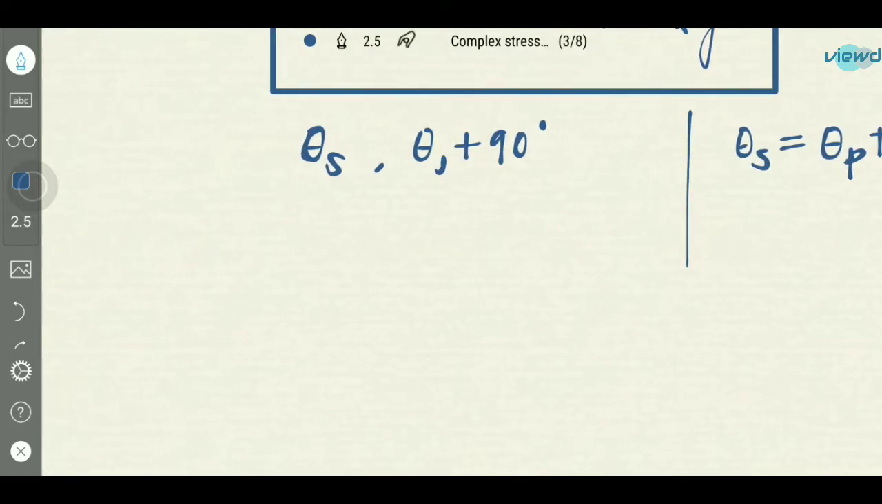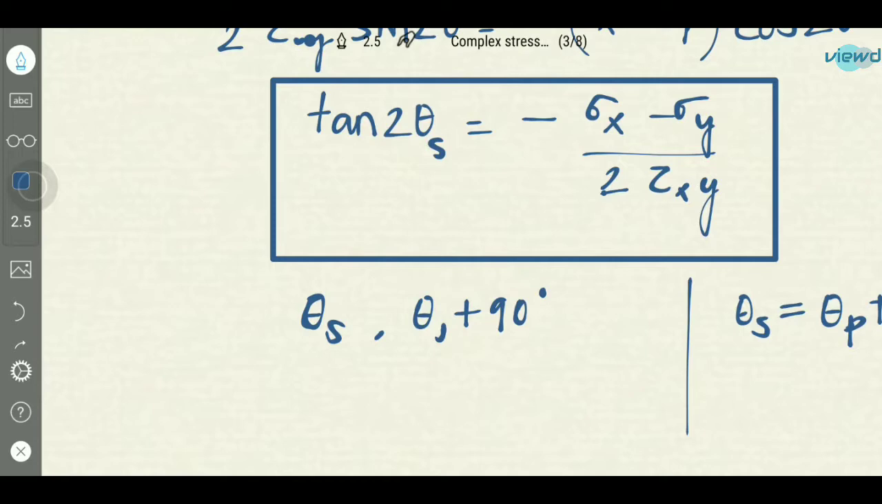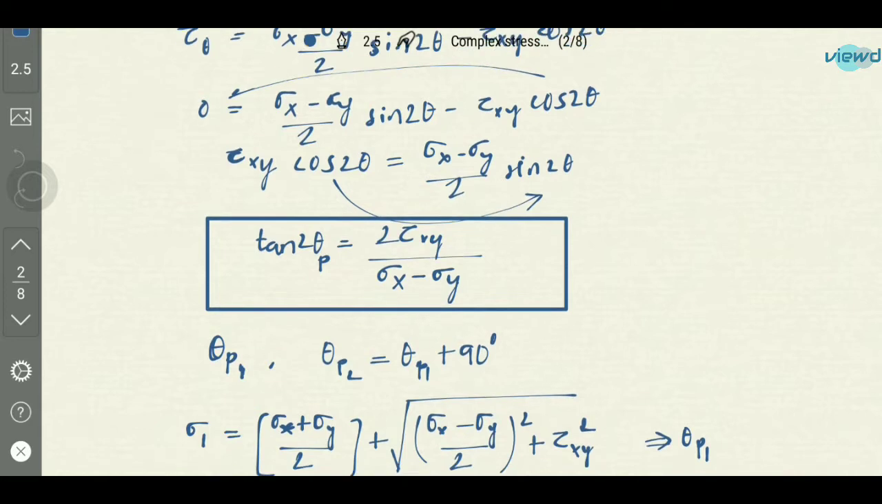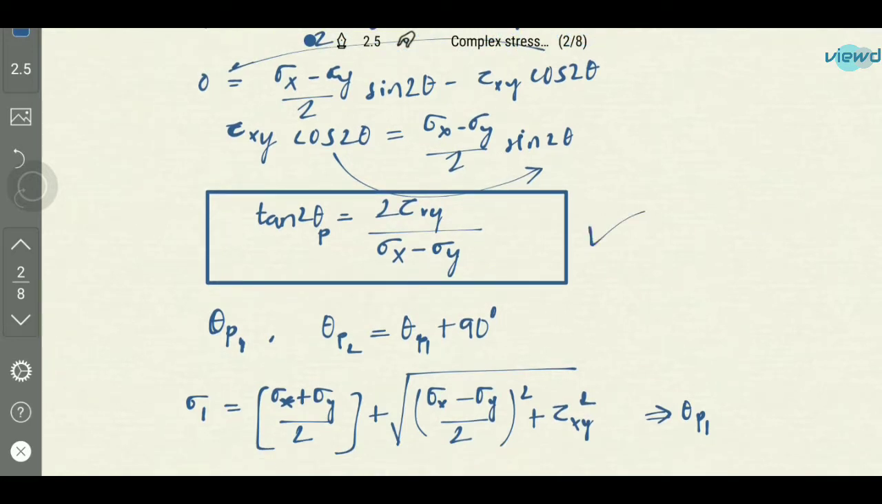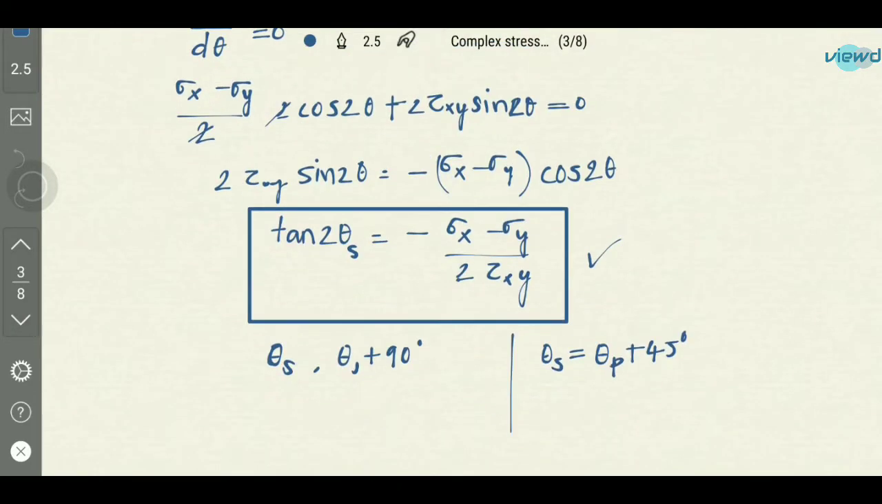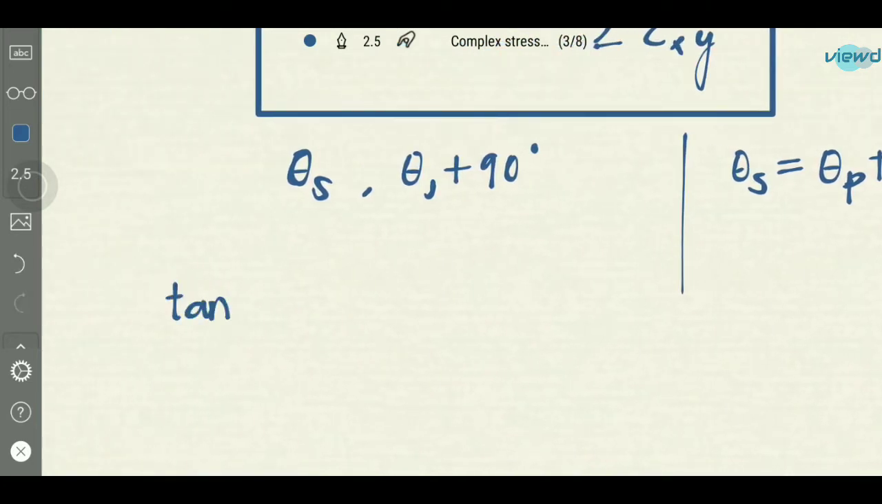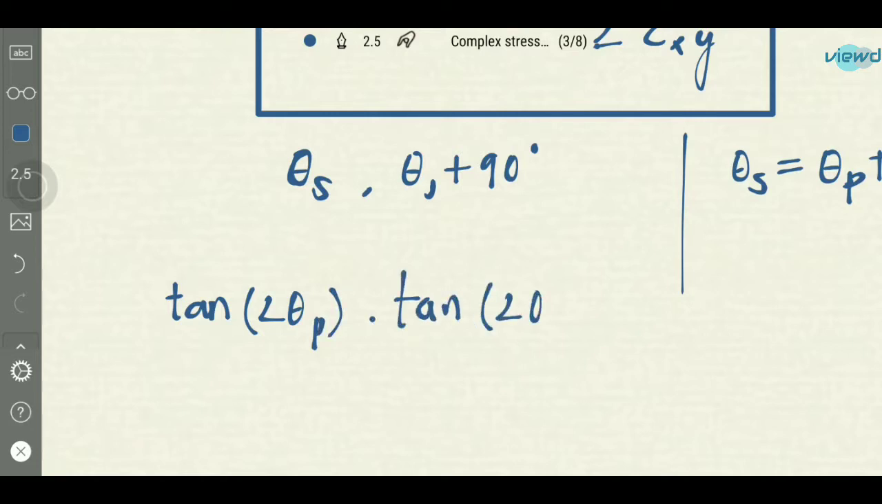And another important observation is, if we look at this formula and the last one, these two are identical, but the numerator is in the denominator and the denominator is in the numerator, and also a minus symbol is present. So if we multiply these both, we get tan 2 theta p into tan 2 theta s will be equal to minus 1.